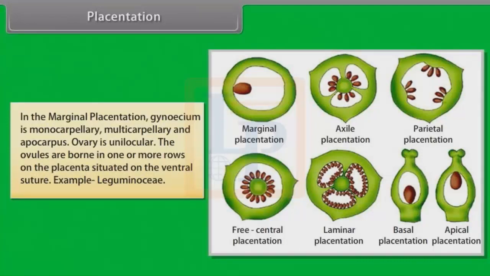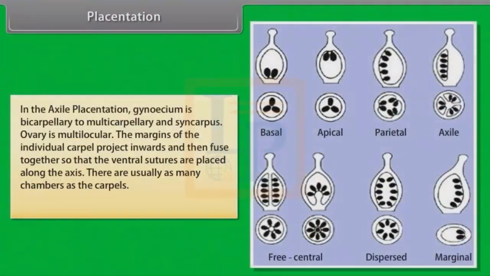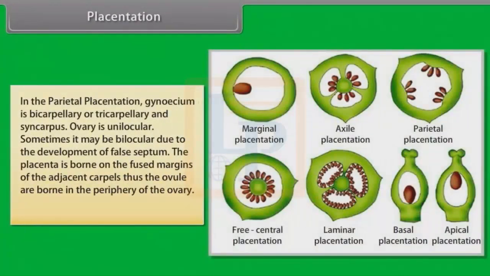Example: Leguminosae. In the axile placentation, gynoecium is bicarpellary to multicarpellary and syncarpous. Ovary is multilocular. The margins of the individual carpels project inwards and then fuse together so that the ventral sutures are placed along the axis. There are usually as many chambers as the carpels. Example: Malvaceae.